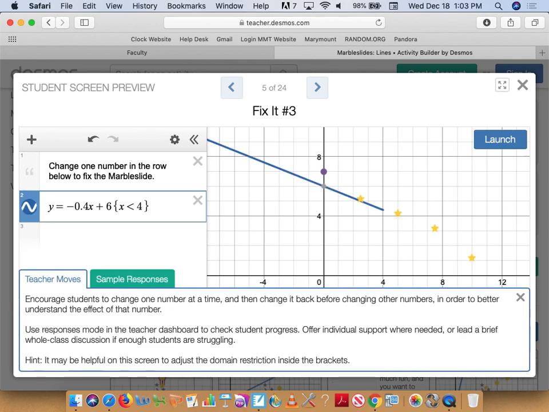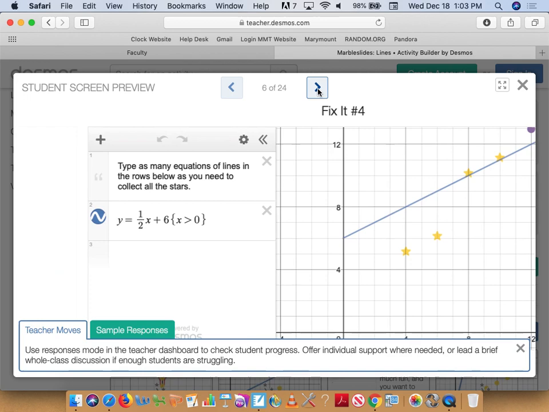It was less than 4. I think it needs to be less than 5. I'd say less than 6. Less than 6? Let's see if the marbles shoot out far enough. Got it. Okay. All right.